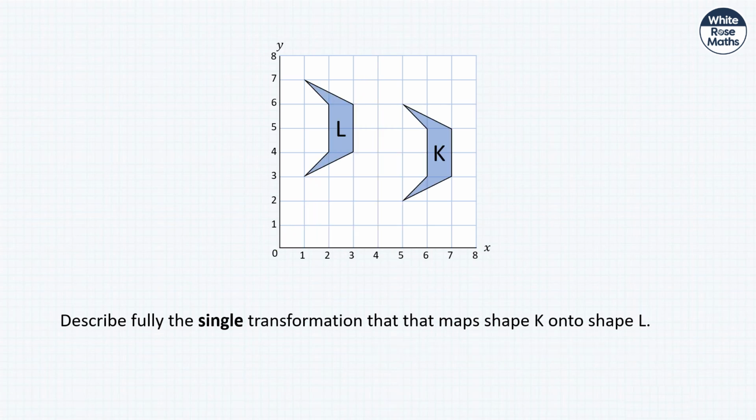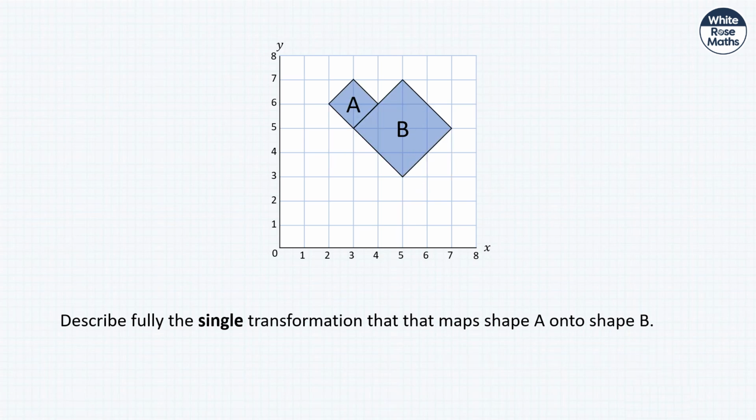So from K to L, it's a translation: 1, 2, 3, 4. So it's minus 4, 1. So it's a translation with vector minus 4, 1.